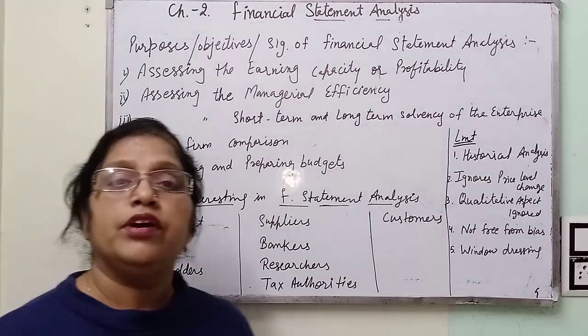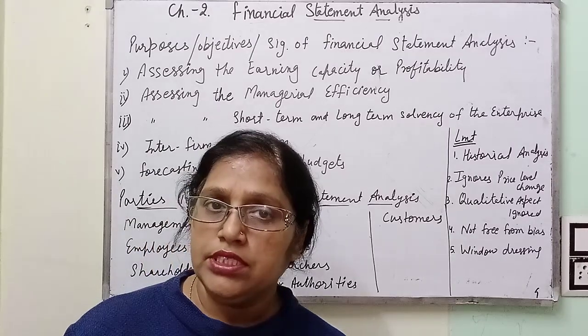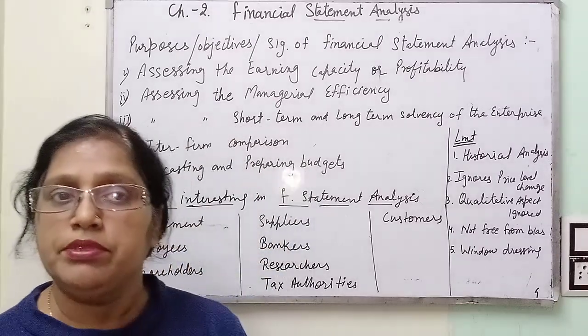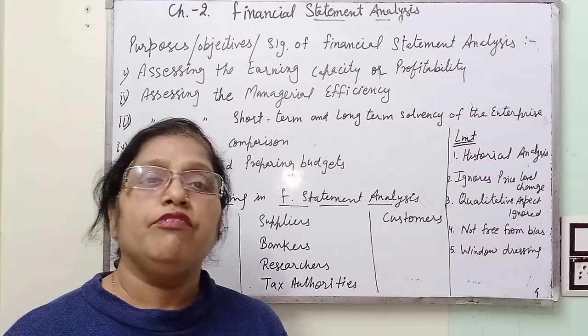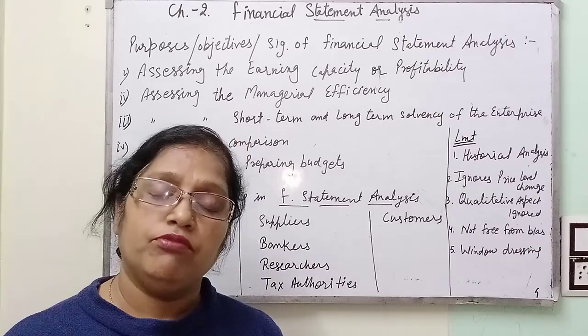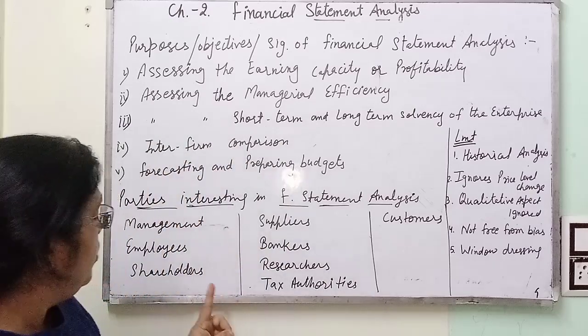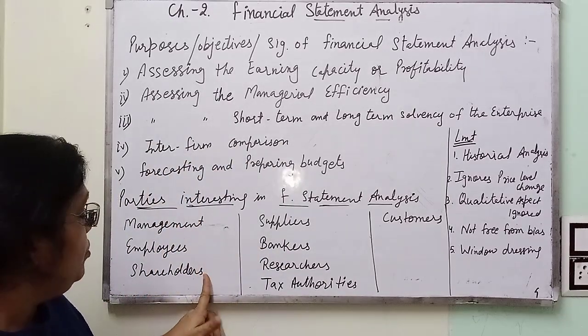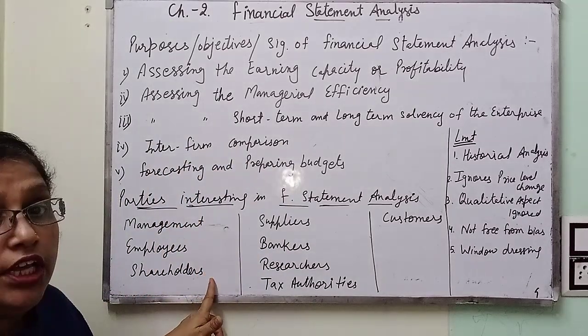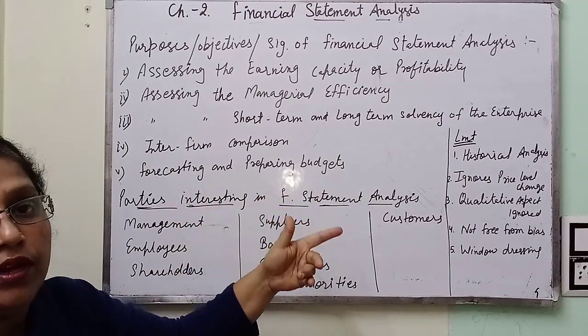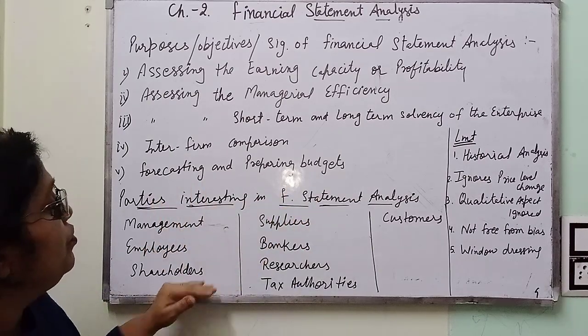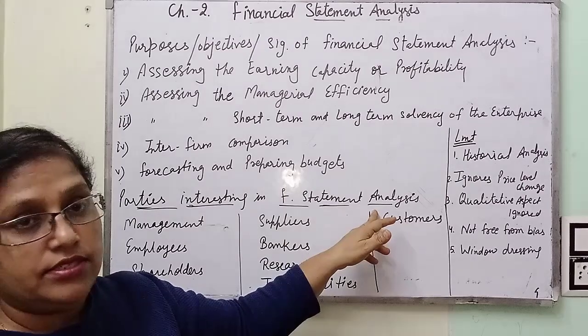If the firm is earning profit, then only can they get a bonus or increment in their salaries. Shareholders are the persons who have invested money in the business. They are the real owners of the business. But when they invest money in the business, they want some return in the form of earning, known as dividend. Dividend to shareholders is paid only if there is profit in the company. So they also want to know the financial statement analysis.